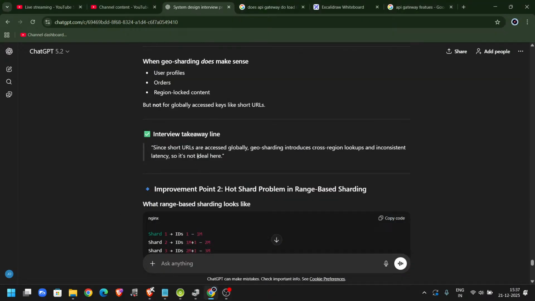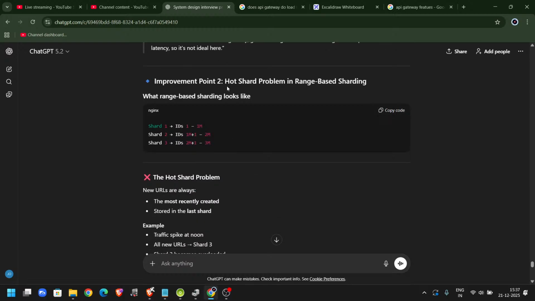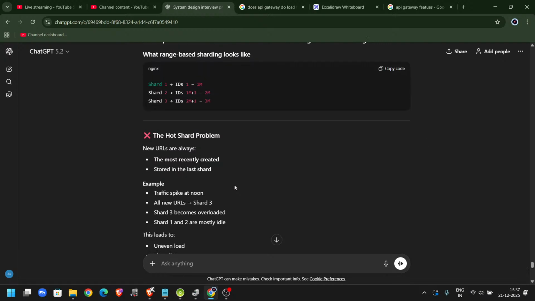Since short URLs are accessed globally, geo sharding introduces cross-region lookups and inconsistent latency. It is not ideal here. Cool. Improvement point 2: the hot shard problem in range-based sharding. Hot shard. Right, 1 to 1 million. Oh, I see what it means. So it is saying if we create new IDs, they would obviously start from 3 million onward. So all the frequent data will go in here, right? The most recently created, exactly.